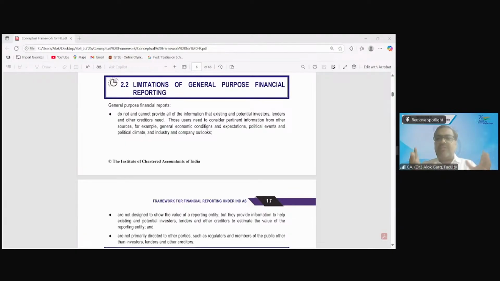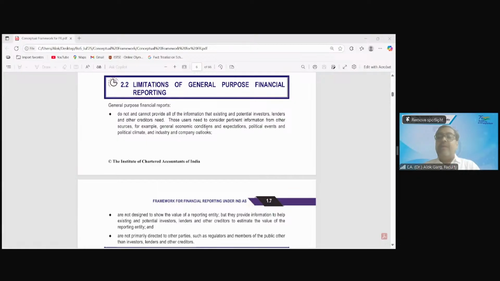Generally, investors, lenders, or creditors read the financial statement along with the other sections of the annual report, like the management discussion and analysis report, corporate governance report, business responsibility and sustainability report, chairman's speech, and board of directors report. They read those reports in conjunction with the financial statement to understand the future of the company as well. The financial statement does not provide the future of the company.